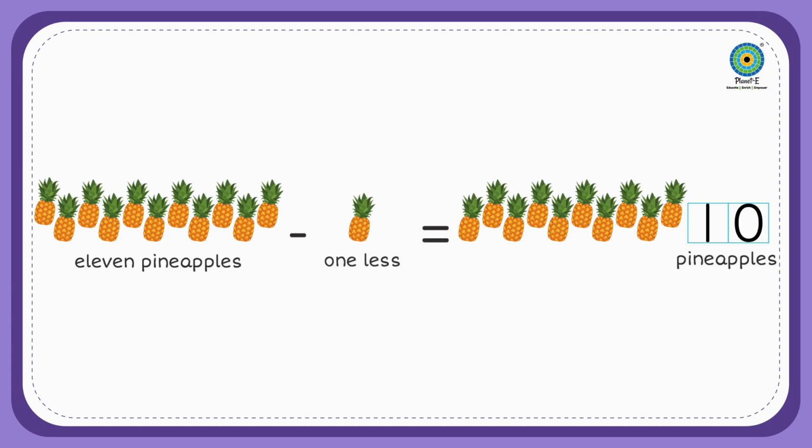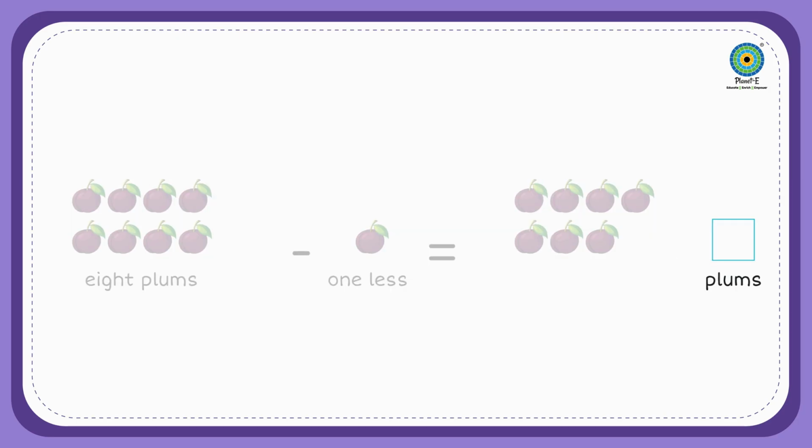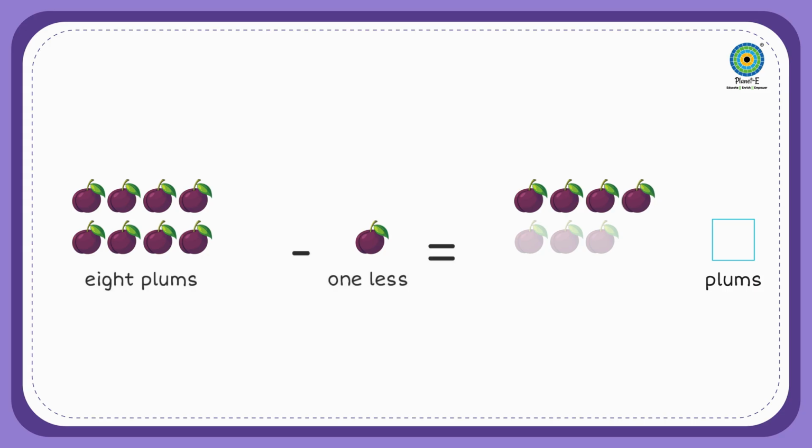Let us first count how many plums we have. 1, 2, 3, 4, 5, 6, 7, 8. 8 plums minus 1 less equals 2. 1, 2, 3, 4, 5, 6, 7. Total 7 plums. So if we have 8 plums and we take away 1 plum from it, it becomes 7 plums in all.